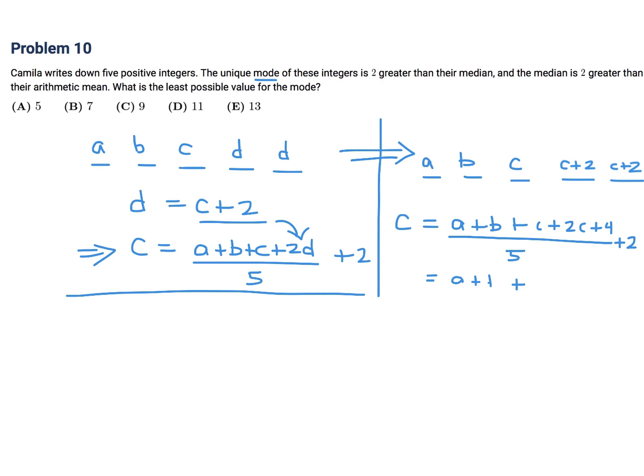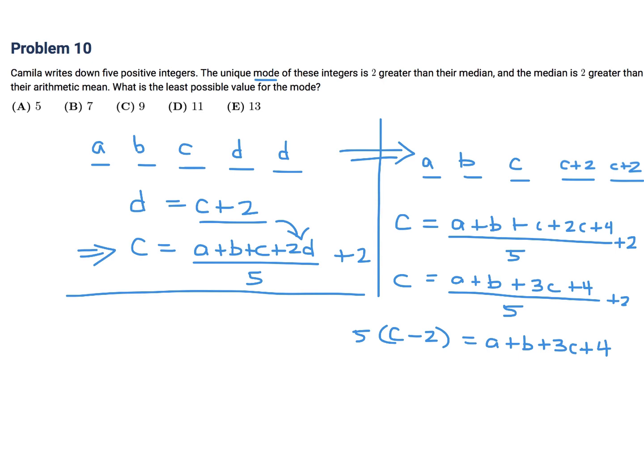Or sorry, 3c, I should say. I don't know where I got the 5 from. 3c, and then plus 4 all over 5 plus 2. Okay, let's see. Can I do anything here? This becomes c minus 2, and then I multiply it by 5, and that's going to be a plus b plus 3c plus 4.